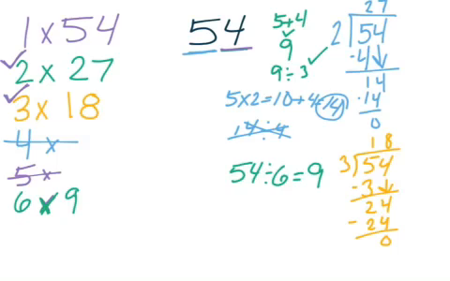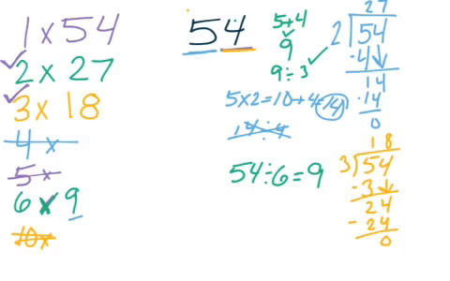I go to 9, and I already have 9 written down right here. And I can look at 10 next. Does 10 times anything get me 54? No, because my ones place would have to be a 0. So I have all of my factors of 54.